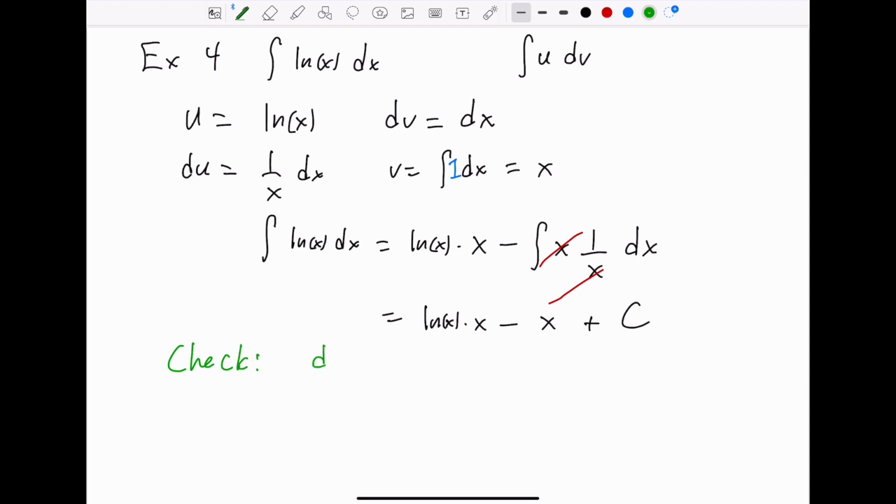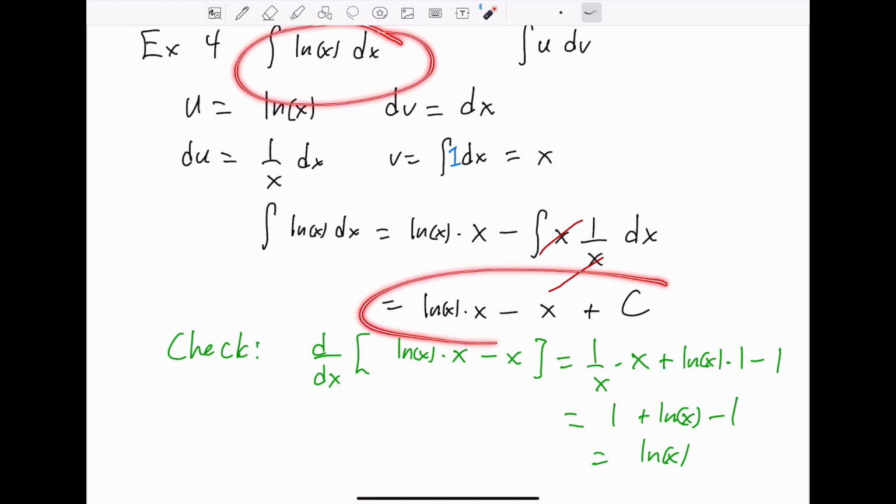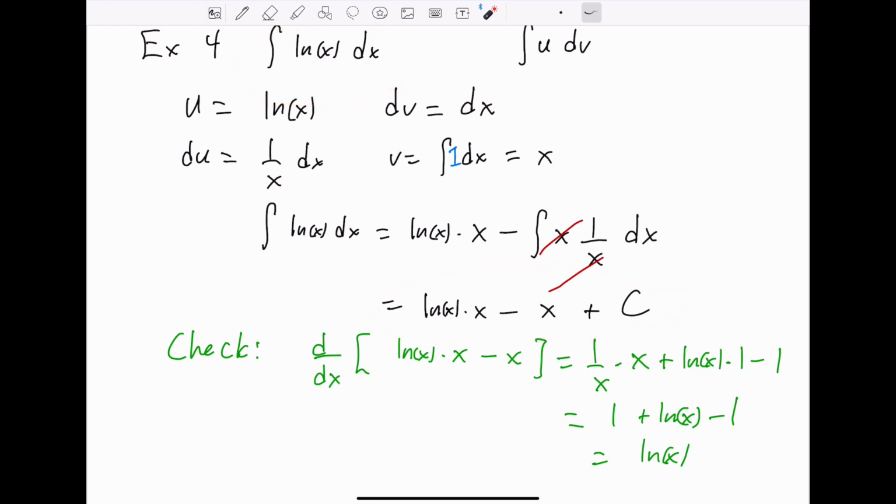Notice when we check that we will use the derivative rule for a product in order to find the derivative of natural log of x times x. So we take the derivative of natural log first, that's 1 over x, multiply by the second function x, add on natural log of x times the derivative of x, which is simply 1, and we subtract the derivative of x, 1. 1 over x times x simplifies to 1, plus natural log of x minus 1, and we're left simply with natural log of x. We know that our answer is correct. The derivative is natural log of x.